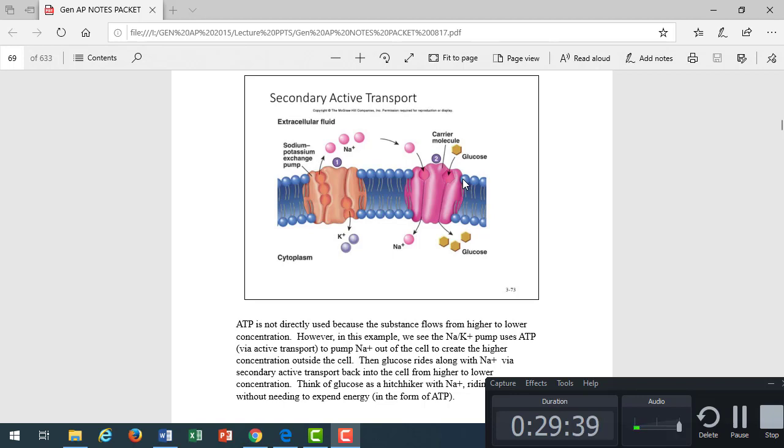So we would say glucose can enter the cells using secondary active transport. So that's another way glucose can enter cells. The most common one, though, is facilitated diffusion.